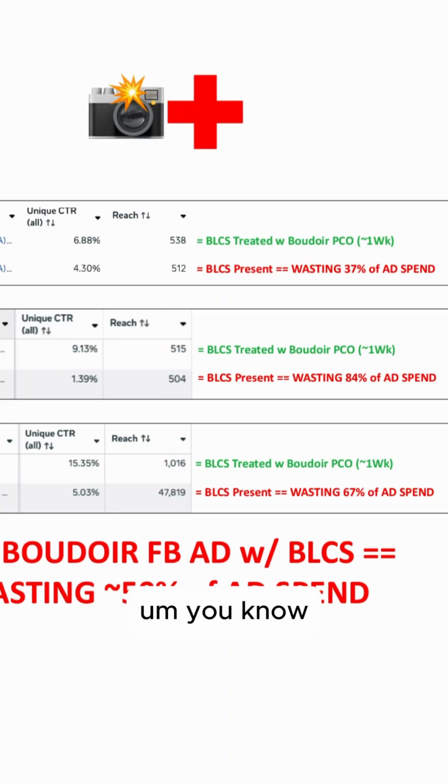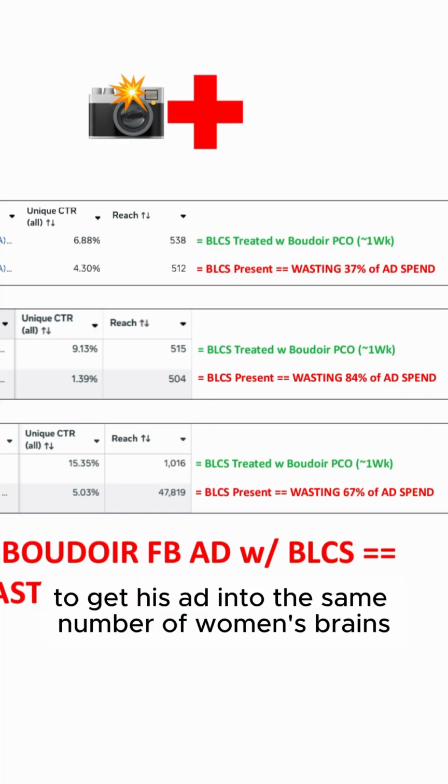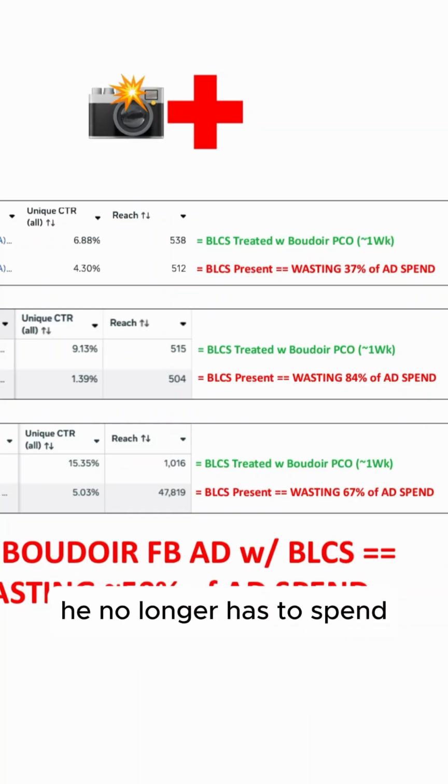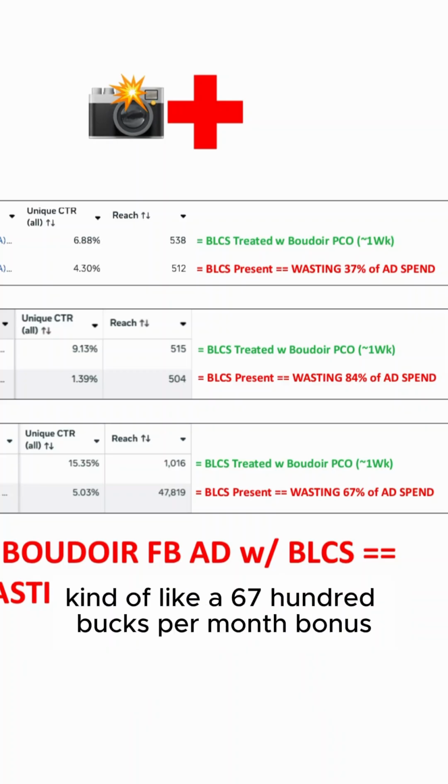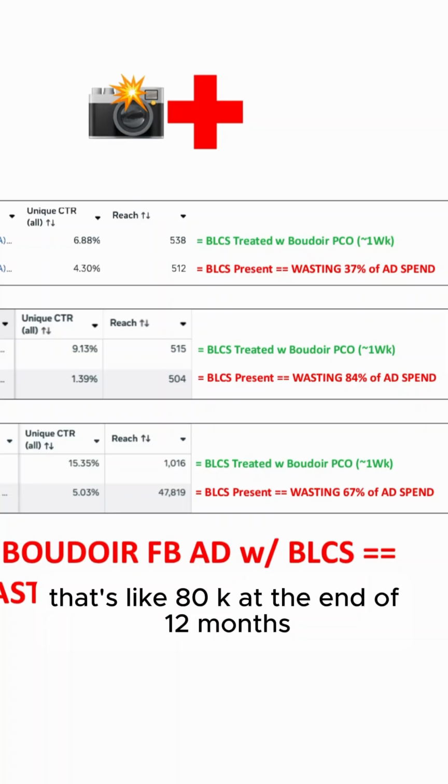to get his ad into the same number of women's brains. So at 6,700 bucks a month, he no longer has to burn, keeps it in his pocket, kind of like a 6,700 bucks per month bonus. That's like 80K at the end of 12 months.